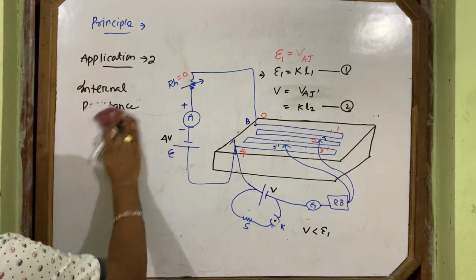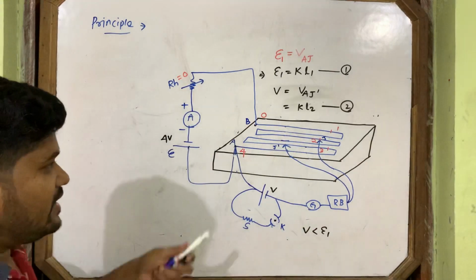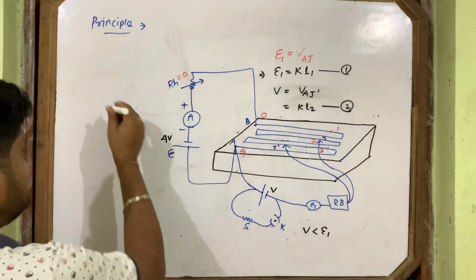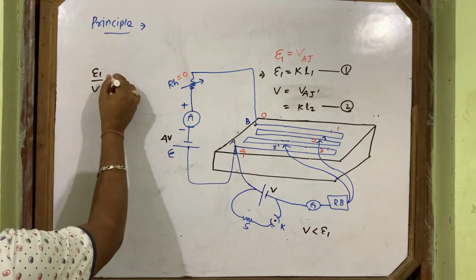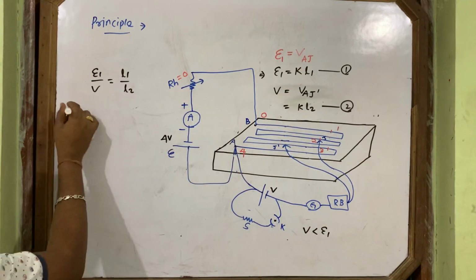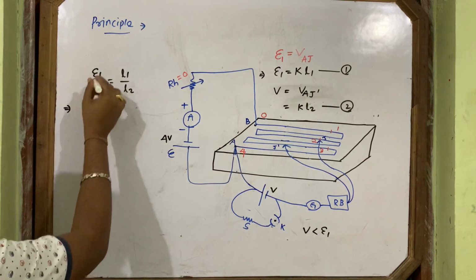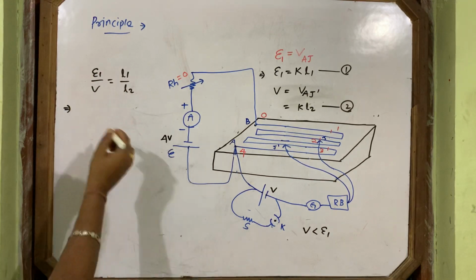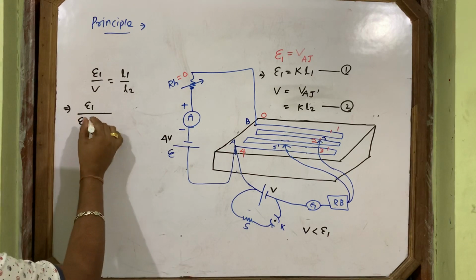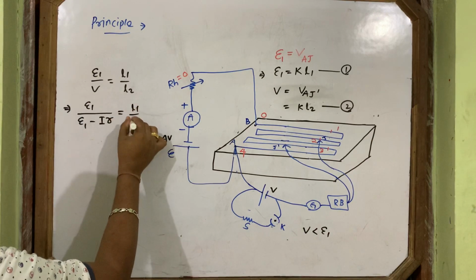So this is about the observations you take. But what is the working formula to measure the internal resistance of the cell? Now let's come to this. E1 by V is equal to L1 by L2, dividing equation 1 by 2. Then in place of V, what will I write? E1 minus IR. Is it right?